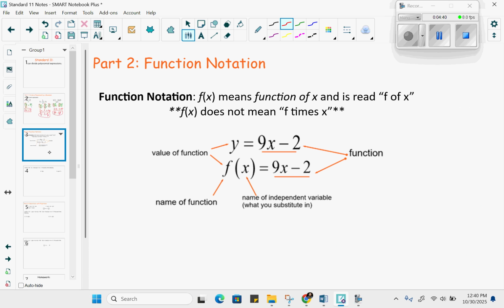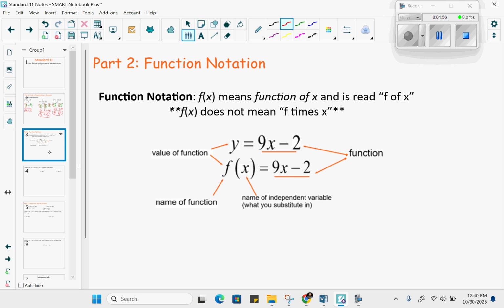We're going to talk about function notation. Function notation. F of x is how we read it. It means function of x and is read f of x. F of x does not mean f times x. All right, so that's the mistake that we see.